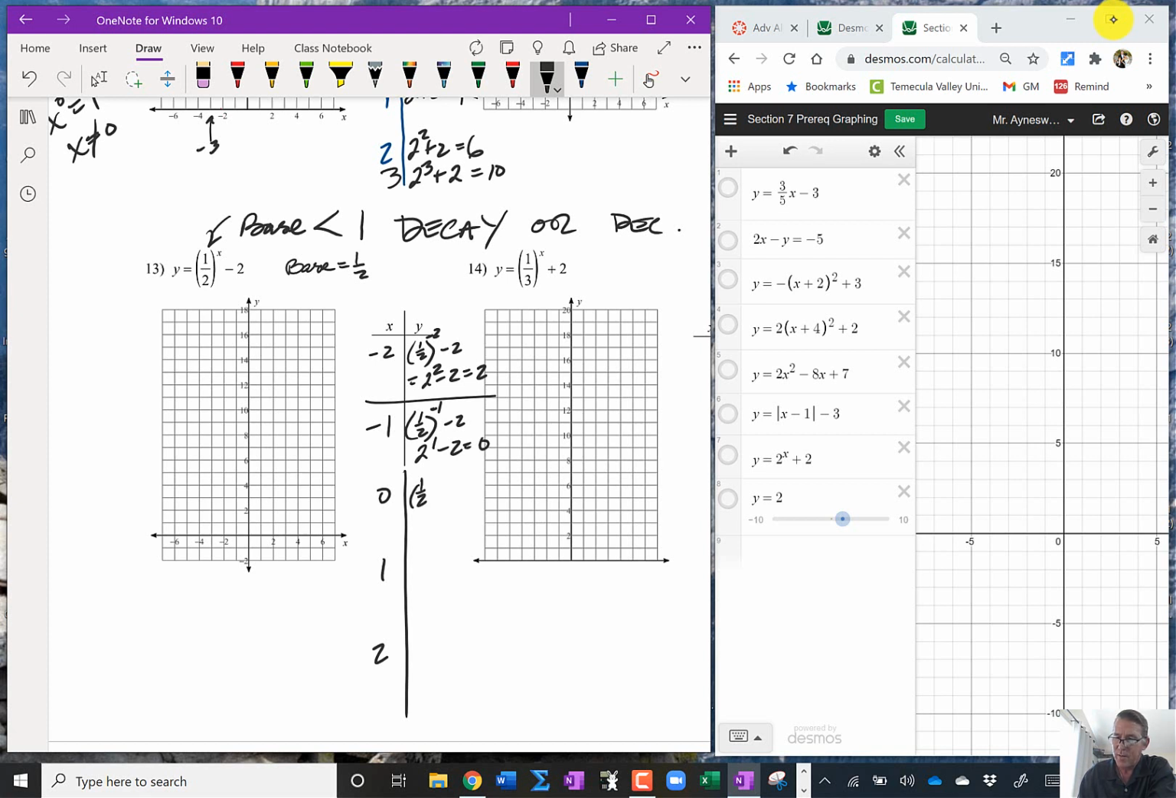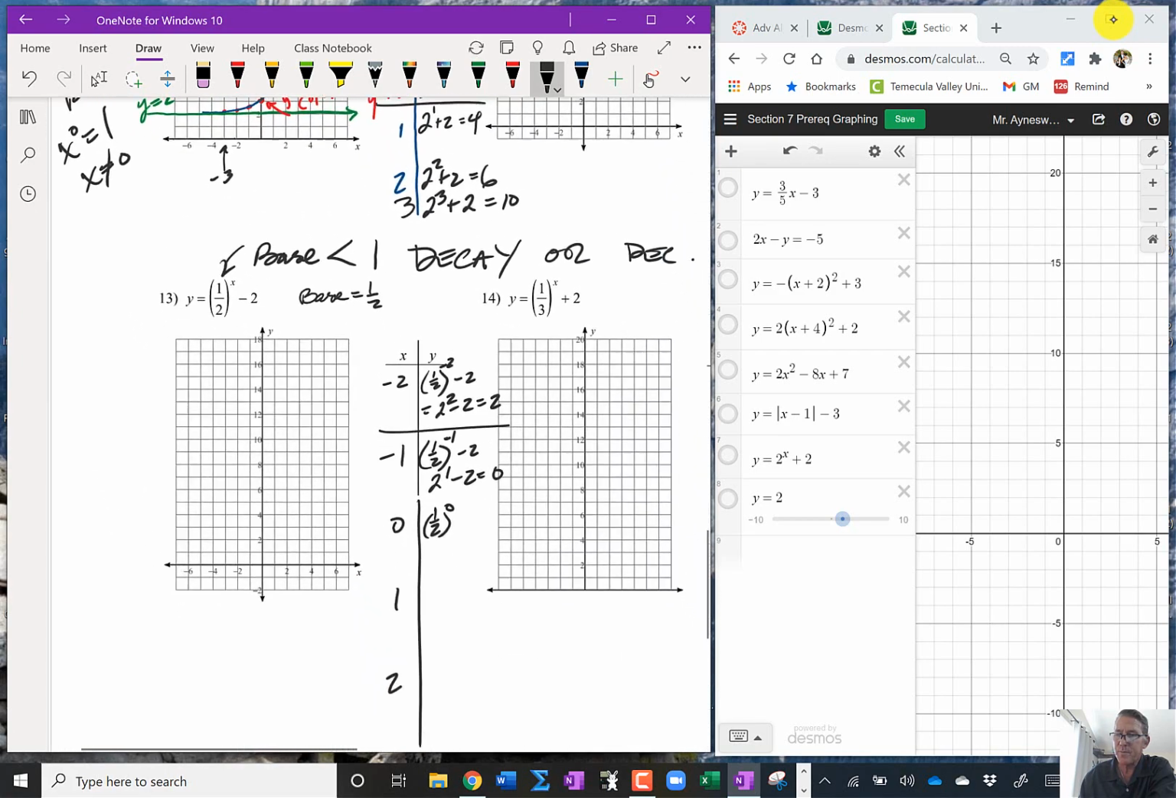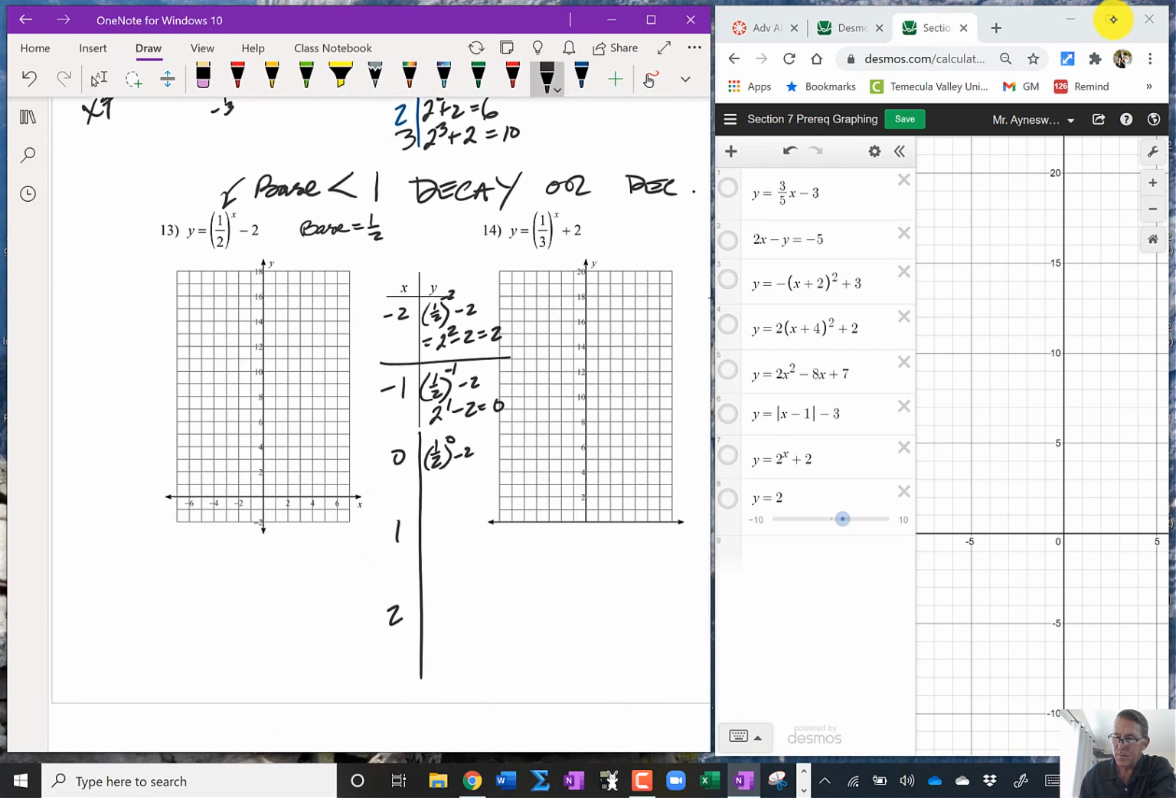And then 1/2 to the 0 power, we talked about that earlier. We just talked about the 0 power rule. So this should be 1 minus 2, or -1. And then 1/2 to the first power -2 is just 1/2 minus 2, or -1.5. And then 1/2 to the second power -2 should give you 1/4 minus 2, and that's equal to -1 3/4.